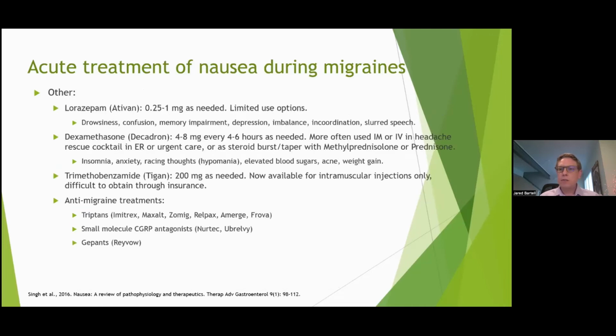All right, so let's see a couple of other options here. Lorazepam or Ativan is one that we really try to avoid using. It's really at the bottom of the list of medicines that we'll use for nausea associated with migraine. Even though it can be very effective, it can cause a lot of side effects.